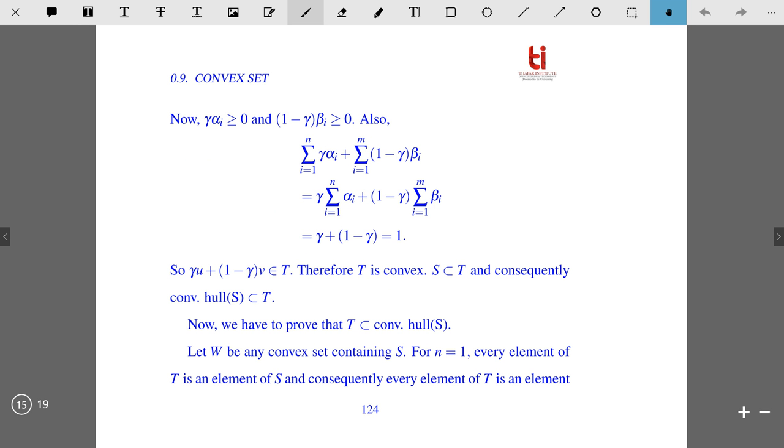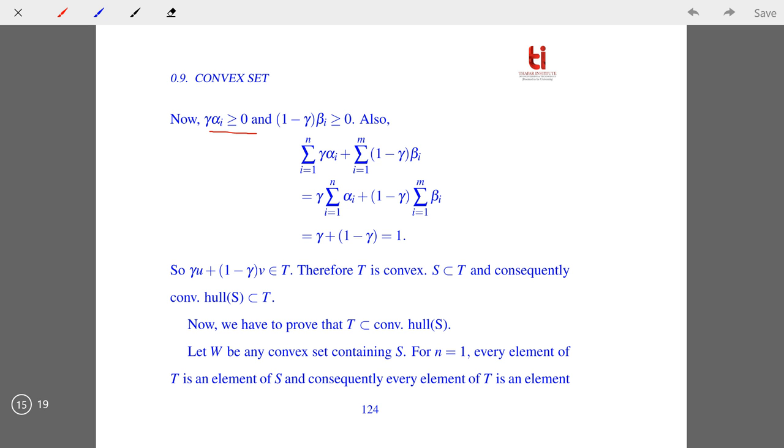So now gamma times alpha i is positive, and (1 minus gamma) times beta i is positive by our assumptions. Also, we get that the summation of gamma alpha i plus (1 minus gamma) beta i can be written with gamma coming out of the summation and (1 minus gamma) coming out of the summation. So we get the summation of alpha i from i equals 1 to m, and the summation of beta i from i equals 1 to n. And we know that the summation of alpha i is equal to 1 and the summation of beta i is equal to 1. So this is equal to gamma plus 1 minus gamma, which is equal to 1.